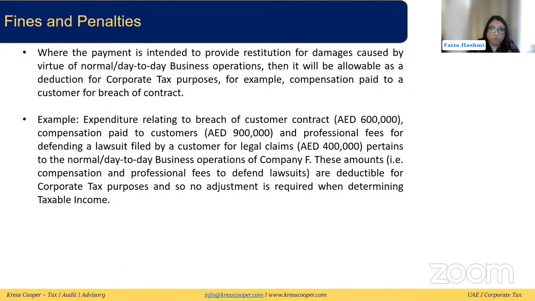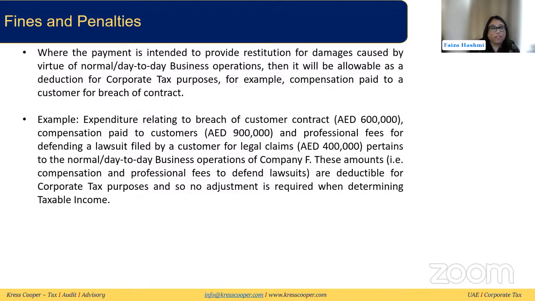Where the payment is not a fine or penalty but relates to compensation paid for breach of contract, there are certain exceptions. Where the payment is intended to provide restitution for damages caused by normal day-to-day business operations, then that is allowable. Other fines and penalties for violation of law are not allowed, but this is allowed. So, for example, if compensation is paid to a customer for breach of a contract, that would be allowed, and no adjustment needs to be made for this.